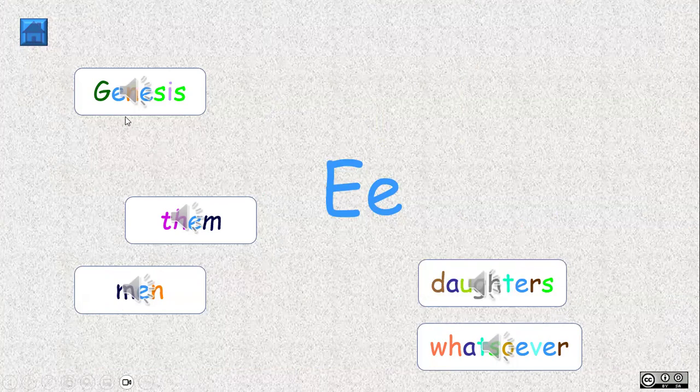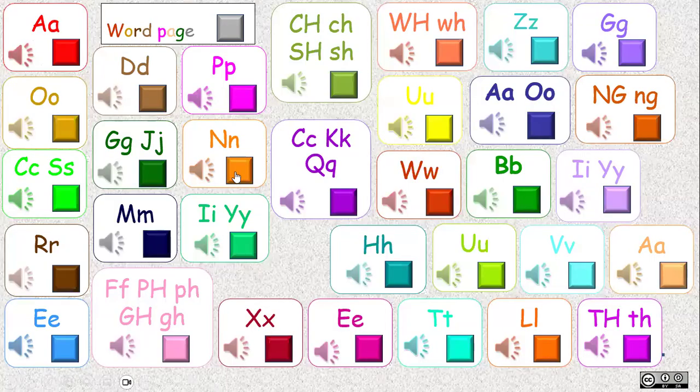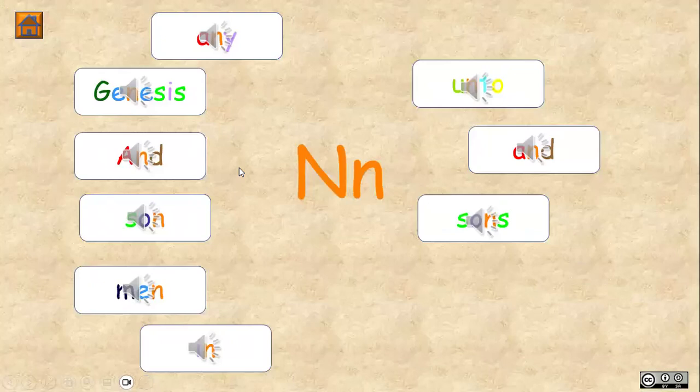The next sound we're going to look for is that orange N, sort of behind the speaker thing, but find it nonetheless. Here's the orange N. Go to that page, and we find Genesis.